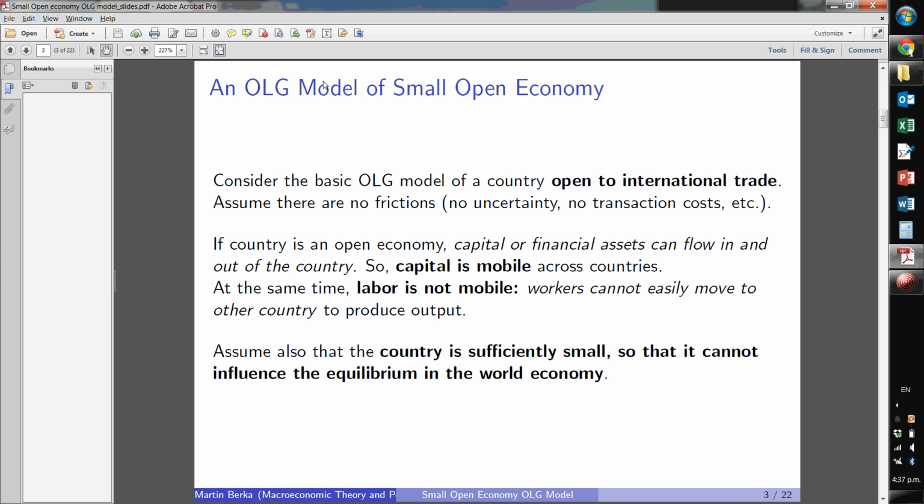That will help us solve the model more easily, essentially, because we are going to be assuming that one of the determinants in our model, which is typically an equilibrium outcome, instead is not an equilibrium outcome, but will be a predetermined variable which will be equal to the world interest rate.